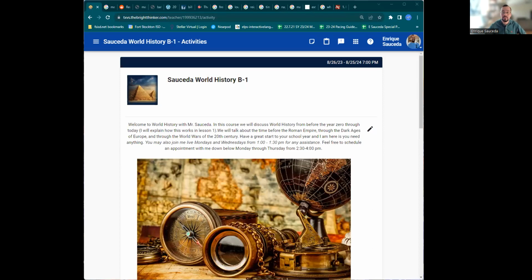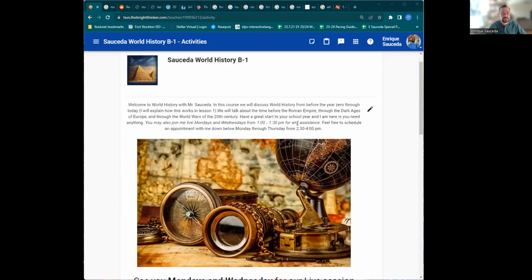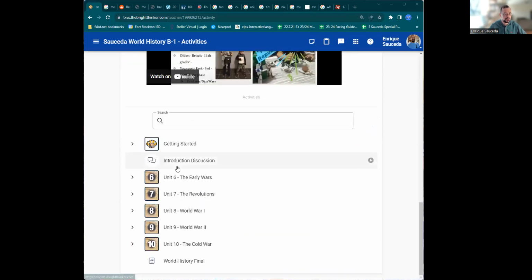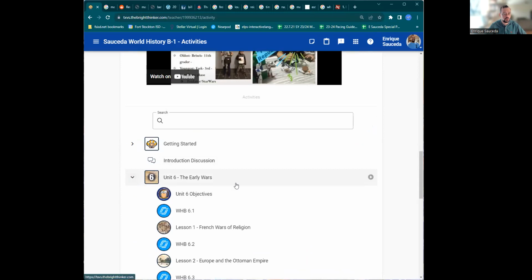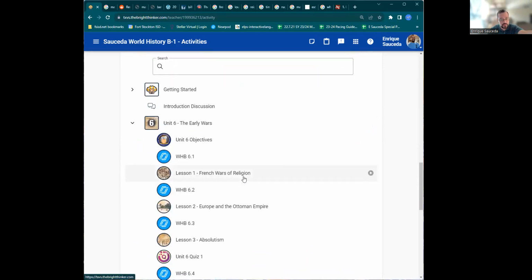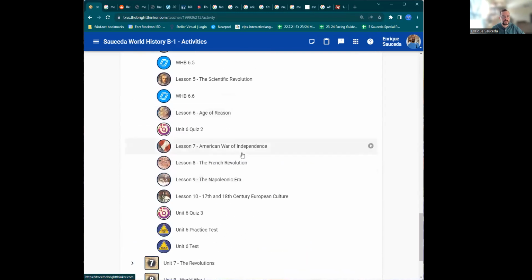Working on World History B. For my people taking World History, after Spanish colonization, give or take, is that pretty much where we're at? Unit 6, the early wars on French religion, the Ottoman Empire. Right now, we are on the American War of Independence, also known as the American Revolution. Different names from different places, different perspectives. Let's go ahead and get that started.